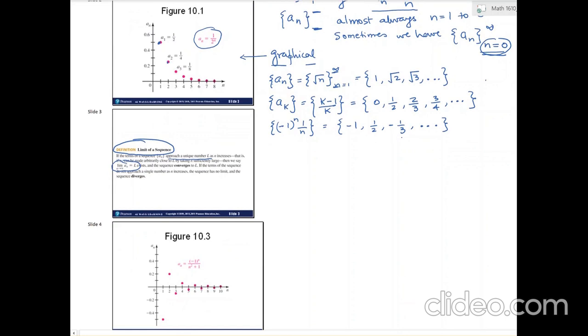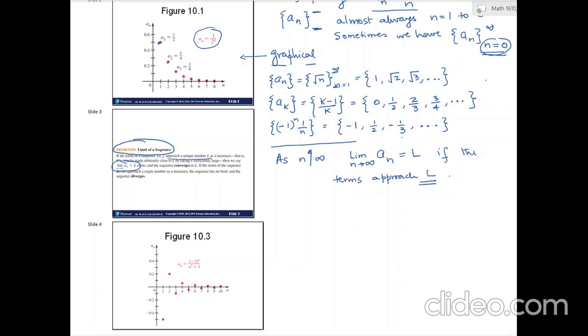In other words, as n increases to infinity, we say the limit as n goes to infinity of an is equal to L if the terms approach L.